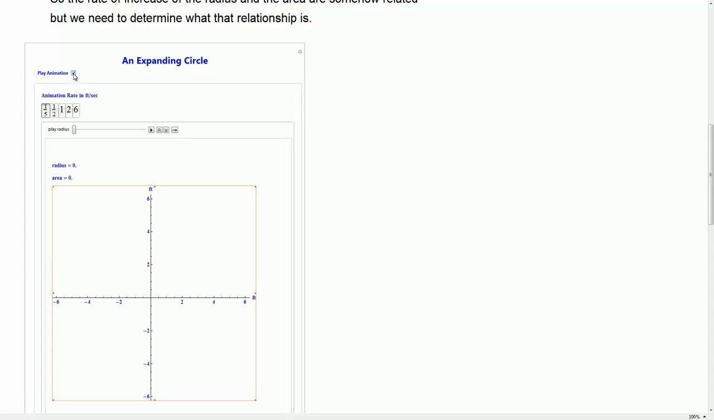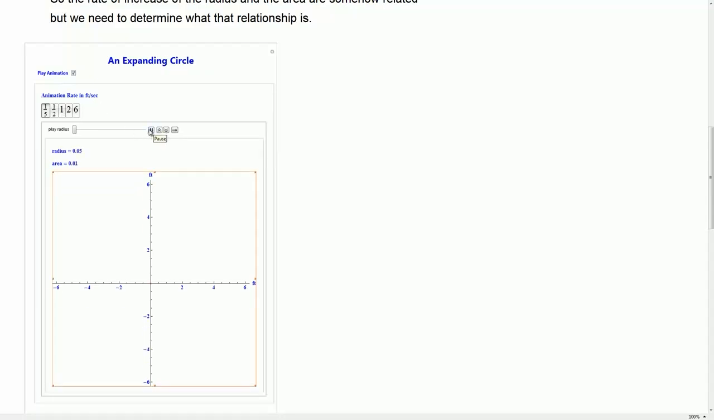Right now I have the play animation checked. So this is the animation rate in feet per second. I'm going to just click play, and we're going to watch a circle grow here. And it's growing in a way that the radius is changing at a constant rate. As you watch this radius, from the center to the edge, it is just growing at a constant rate. It's actually 1/5 of a foot per second.